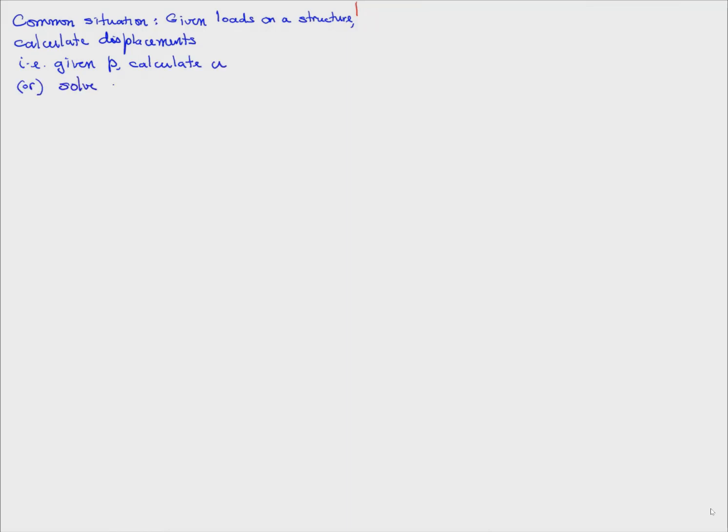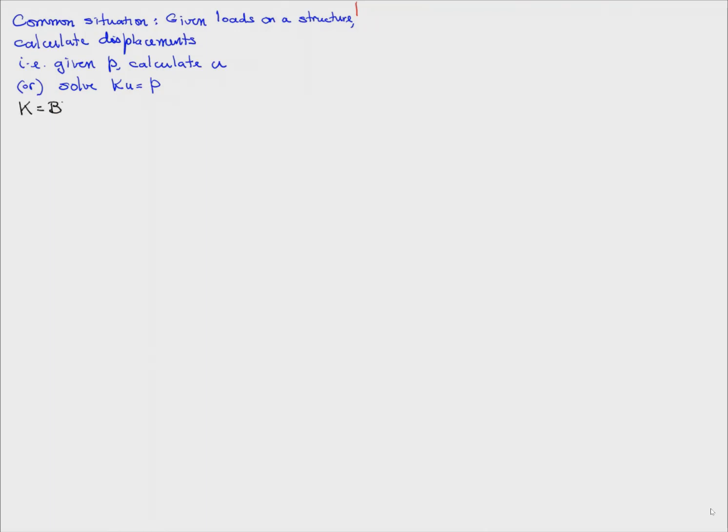So one common situation that we deal with is, given the loads on a structure, calculate the displacement. So in other words, given the joint load vector P, calculate U. Or in other words, solve the equation K times U equals P.